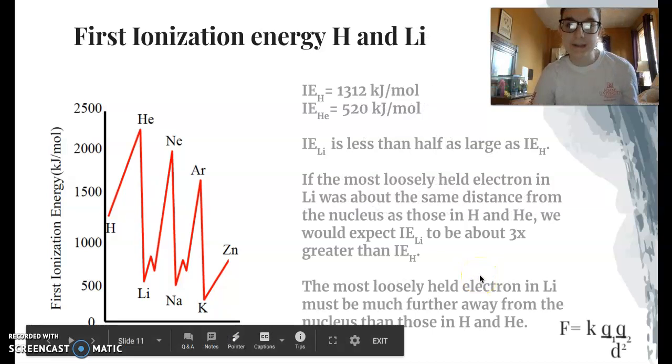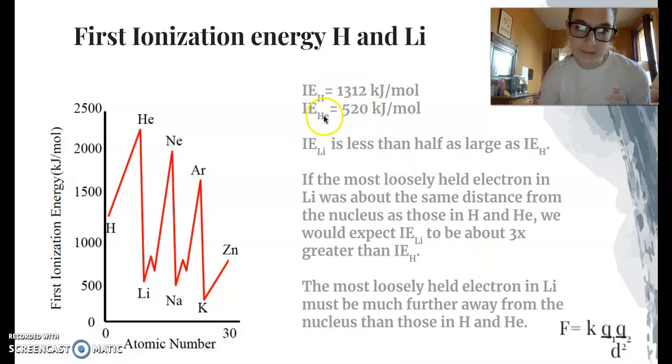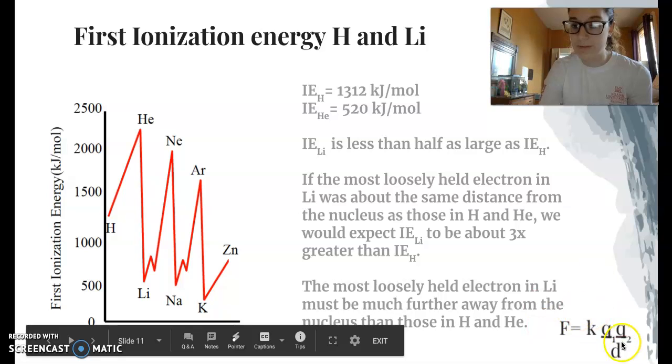Now if we look at lithium, so that should be hydrogen and lithium, sorry, ignore that typo. Lithium's ionization energy is less than half as large as the ionization energy of hydrogen. So if the most loosely held electron in lithium was the same distance from the nucleus as those in hydrogen and helium, then you would expect the ionization energy to be greater than that of helium, okay? Because the distance is the same, and we would be increasing Q according to Coulomb's law.